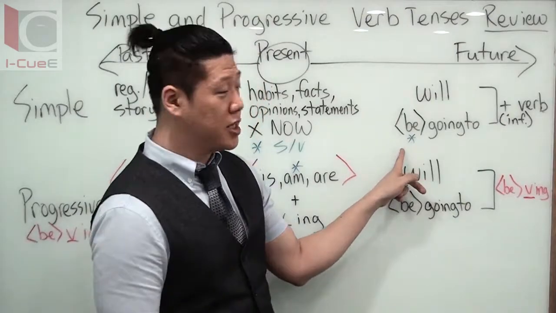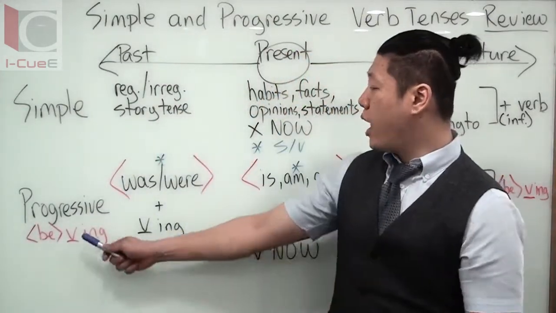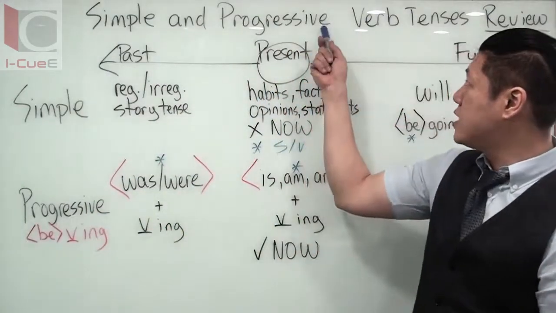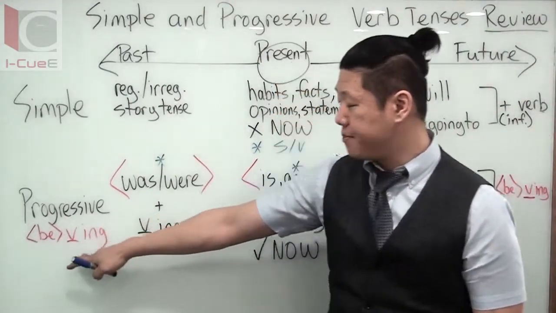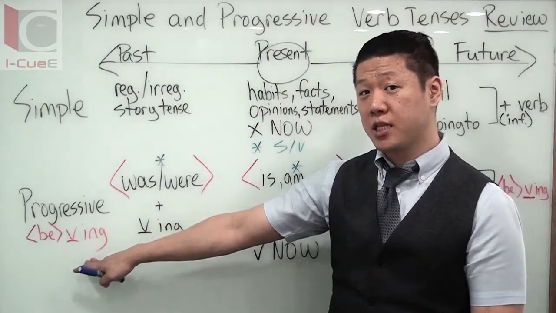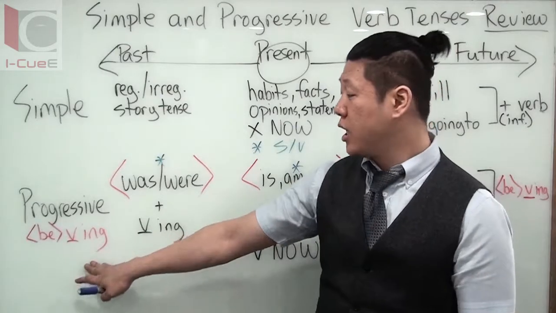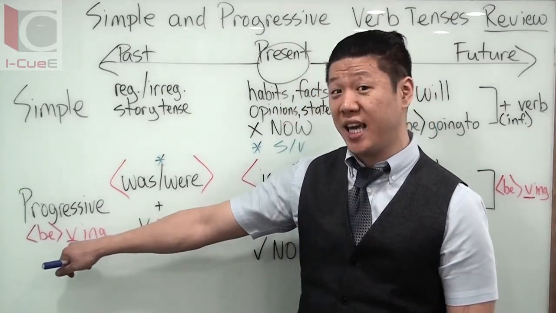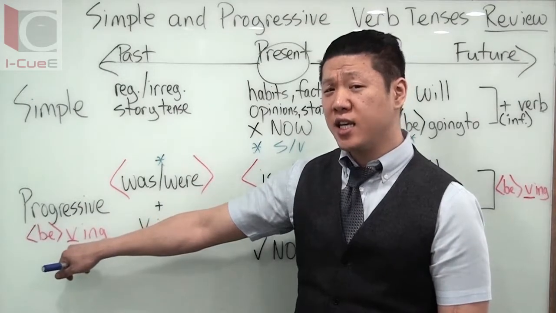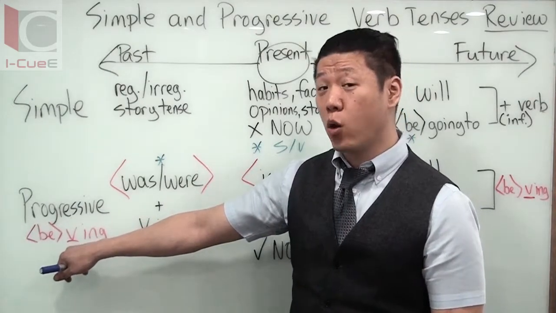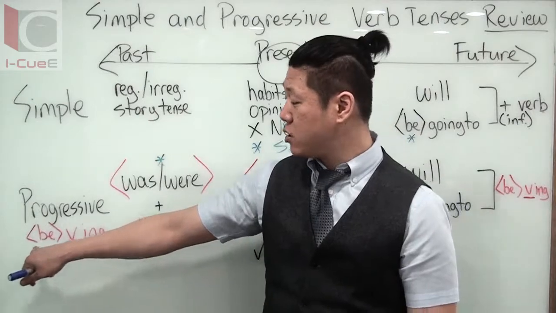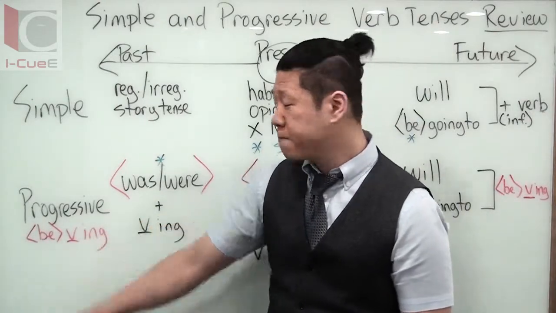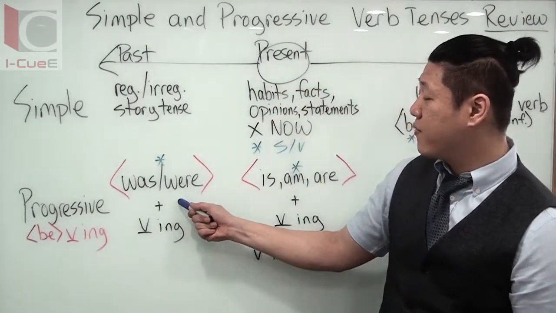Depending on your subject. When we go into our progressive, all progressive tenses have this pattern. Be plus verb-ing. You need to have the be verb. Just because a word is verb-ing, like running, it isn't always going to be used as a verb unless you have the be verb first, right? So here, same thing, subject-verb agreement.